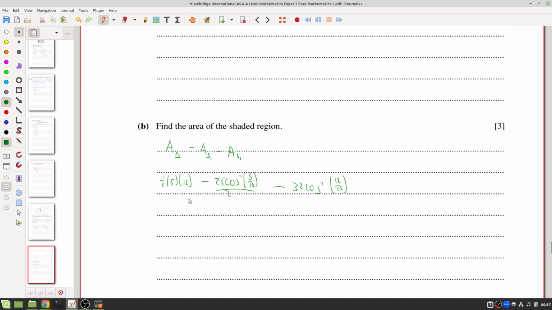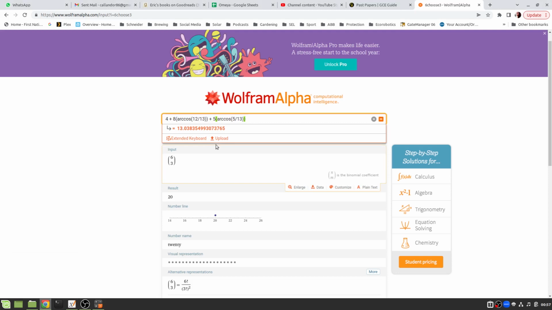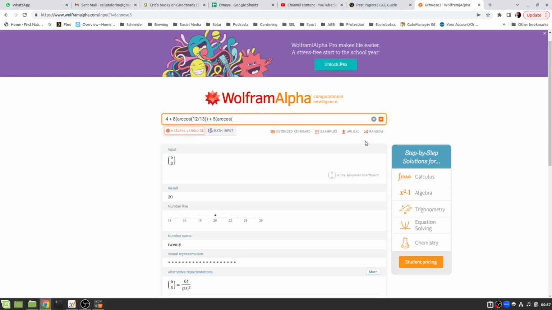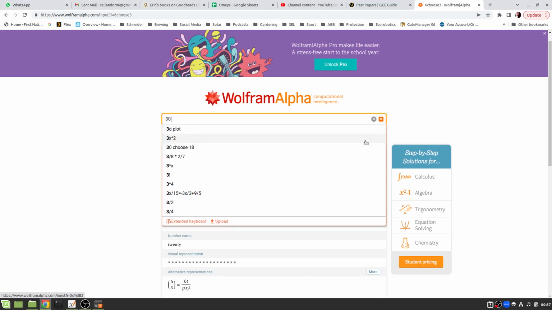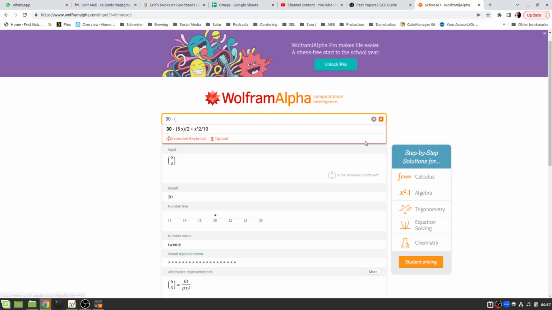Okay, so area of the triangle minus the area of the one sector minus the area of the other sector. So again, let's do that. Half times 5 times 12 is going to be 30. I'm just going to put 30 for that. Minus 25 times arc cos of 5 over 13 divided by 2, minus the next one, 32 times the arc cos of 12 over 13.